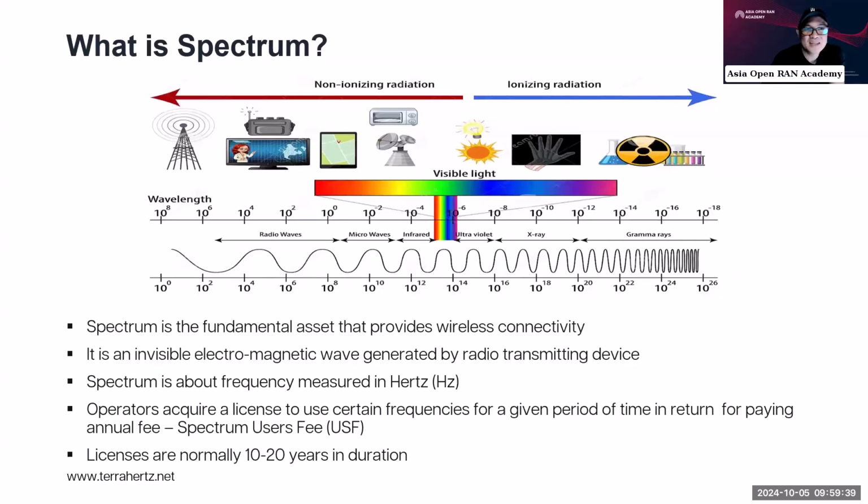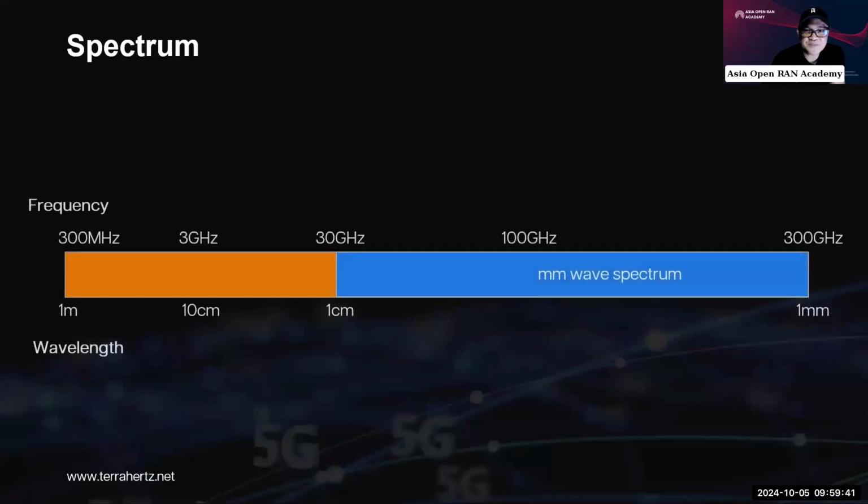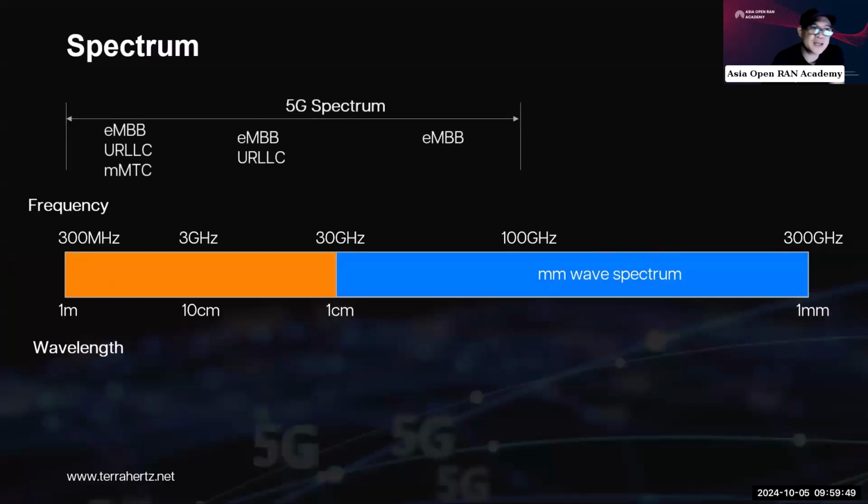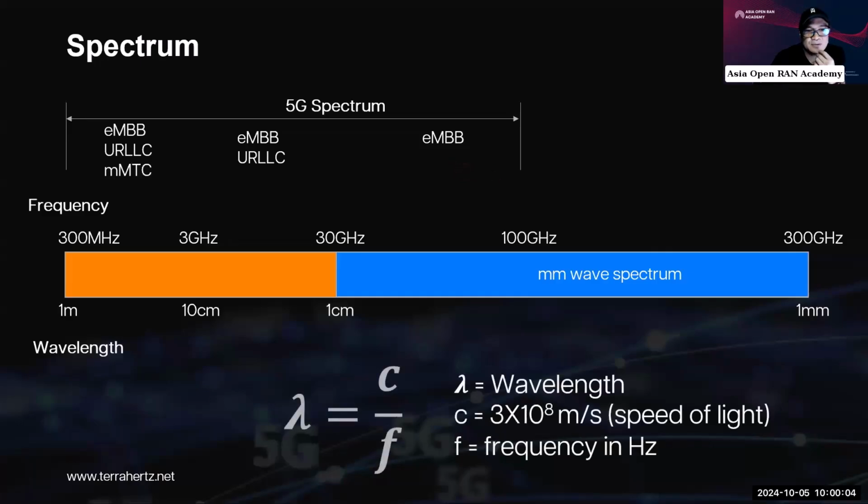Okay? Now, if you look at the spectrum of 5G, you have frequencies from 300 megahertz up to 300 gigahertz. Okay? So the applications of eMBB, URLLC, mMTC are here. So ano yung mga possible applications at saang part ng frequency band pwedeng gamitin? Okay? So just a review, meron tayong formula ng wavelength. Wavelength is equal to c over f, where c is 3 times 10 to the 8 meters per second, the speed of light, and f is the frequency.